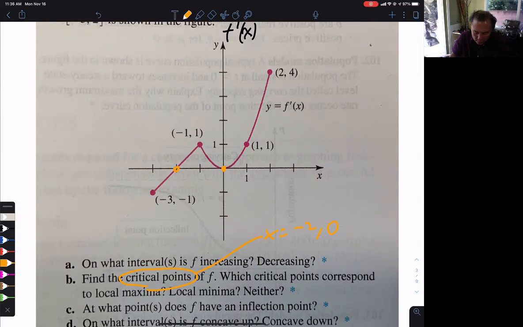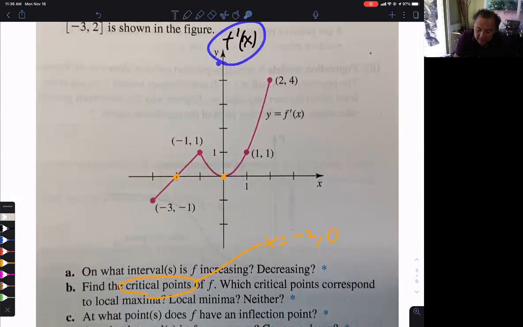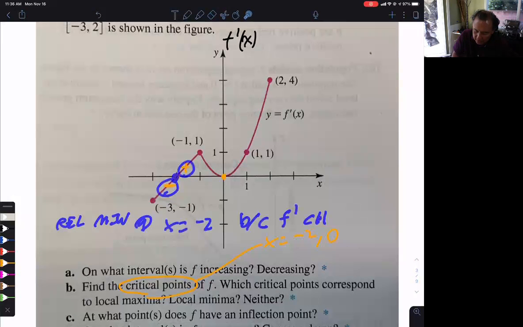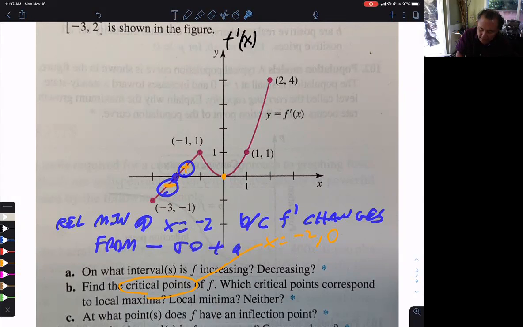Next, they want to know if they're local max or local min. Well, look at the derivative. This red is the derivative. So the derivative is negative there. It's positive there. What happens at -2? There's a relative minimum. The justification for a relative minimum is when the derivative changes from negative to positive. So you would say there's a rel min at x equals -2, and your justification is because f prime changes from negative to positive at x equals -2.